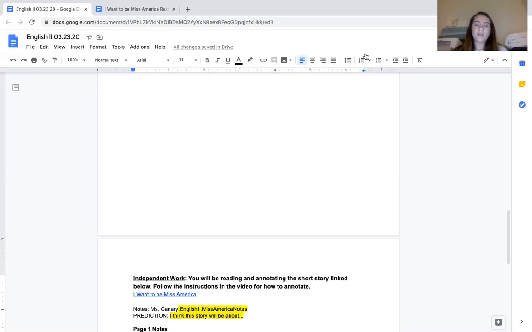Anywhere in the text, if you haven't already noticed so far, anywhere where I need you to write, I have it highlighted. So whenever you see something that's highlighted in yellow, that means I want you to write there. So I think the story will be about is highlighted in yellow. I know I need to finish that sentence.